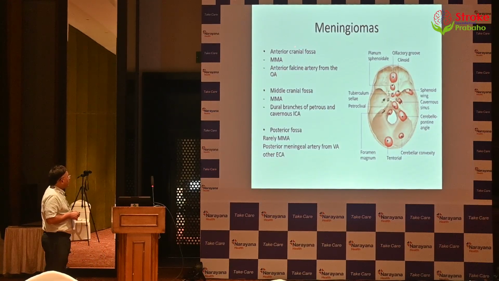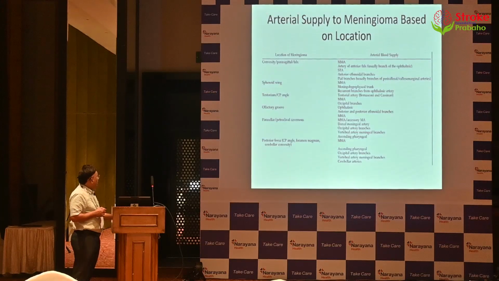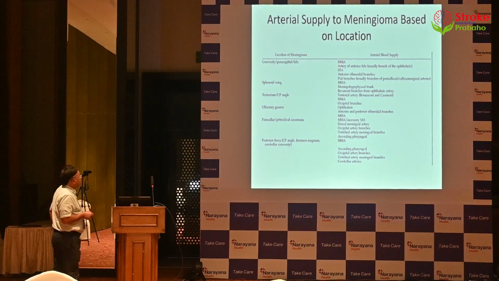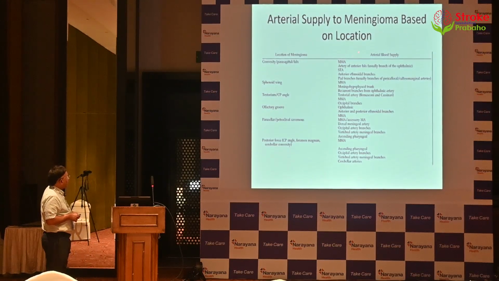If there is an anterior cranial fossa meningioma, the blood supply mainly comes from the middle meningeal artery. Then it comes from the anterior falcine artery from the ophthalmic artery. In the middle cranial fossa, the supply comes from the middle meningeal artery and the dural branches of the petrous and the cavernous ICA. In the posterior fossa, it is rarely the middle meningeal artery. Its supply usually comes from the posterior meningeal artery of the vertebral artery and other external carotid artery branches. So this is the artery supply depending on the location.